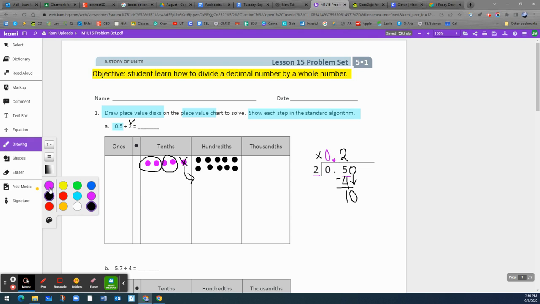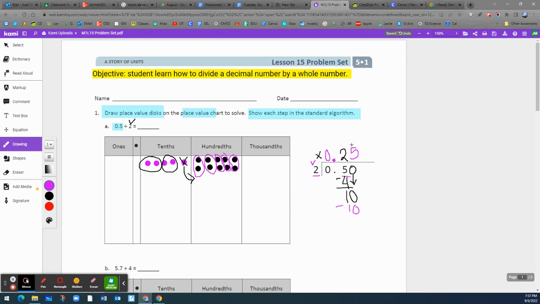Now it is our turn to make groups. So we have to make groups of 2's, just like the divisor is telling us. So here's one group of 2, 2 groups of 2's, 3 groups of 2's, 4 and 5 groups of 2's. So that's going to be the answer. How many groups? 5 groups. So what is 5 times 2? The answer will be 10.